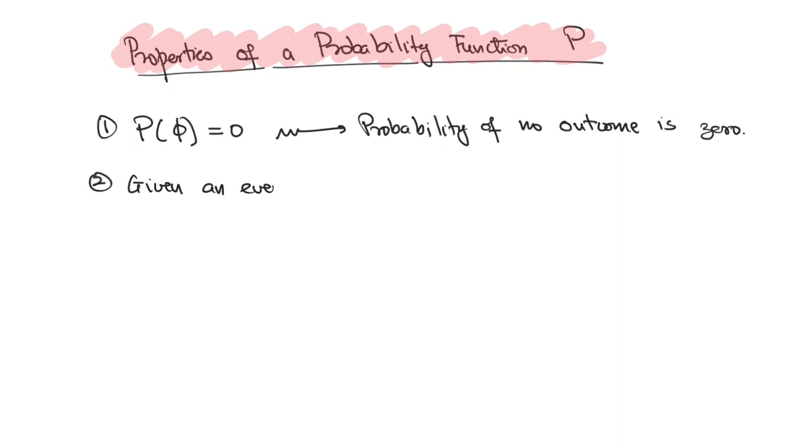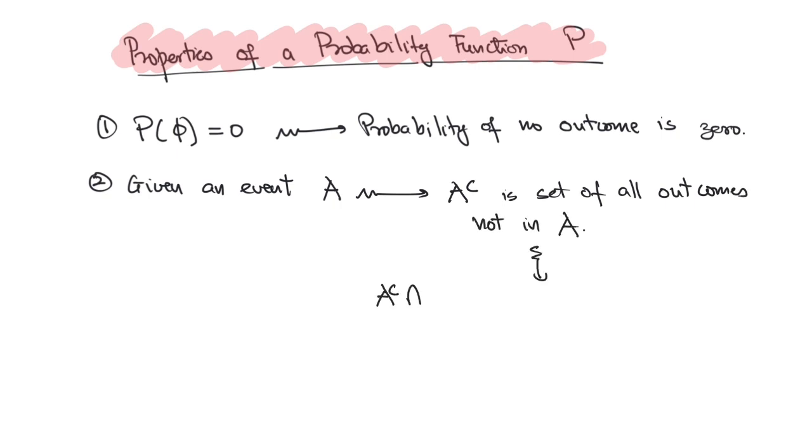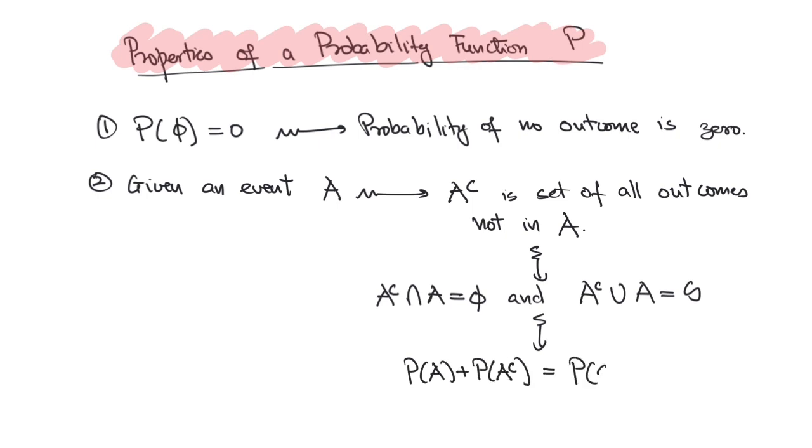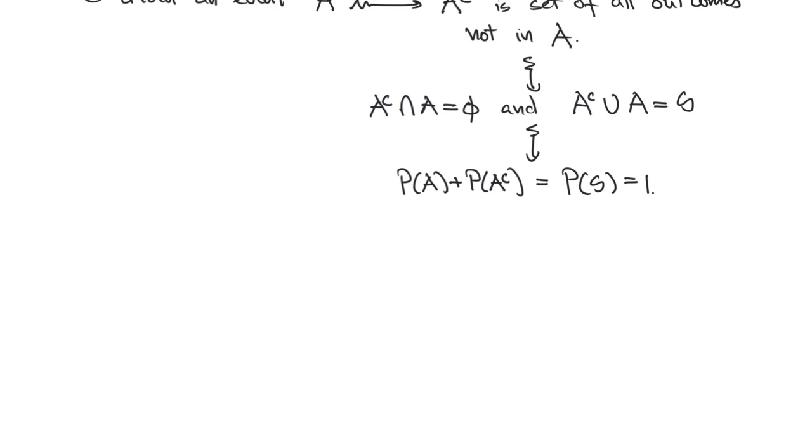Given an event A, the complement of A is going to correspond to the set of all outcomes that are not in A. Note that the intersection of A and A complement is the empty set, and the union of A complement and A is the entire sample space S. So using the third axiom, we must have that the probability of A plus the probability of A complement is the probability of S, which is 1, using axiom 2. And as a result, we have that the probability of A complement is going to be 1 minus the probability of A.